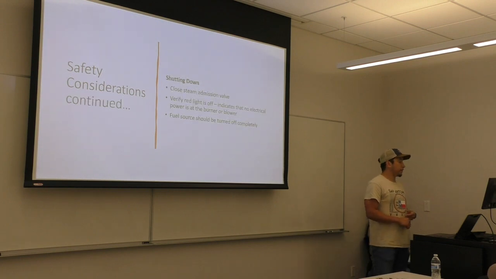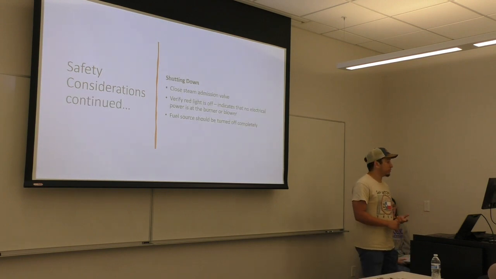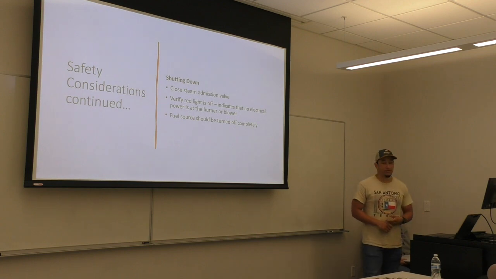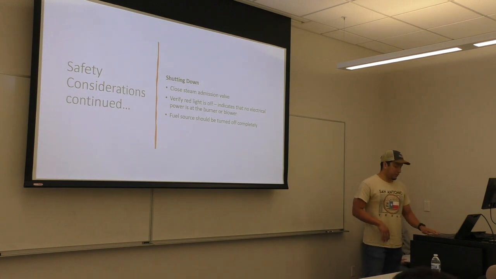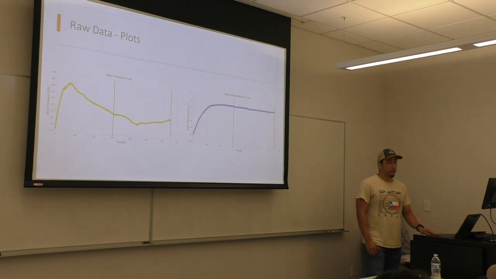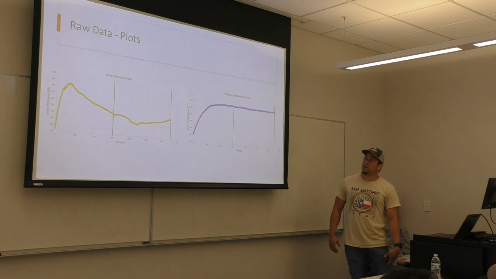For after shutting down, we want to close the steam emission valve. We want to verify that the red light is off. This indicates that there is no electrical energy to the burner or the blower. We also want to ensure that the fuel source is correctly turned off. So here, we're going to go into the raw data, the plots.